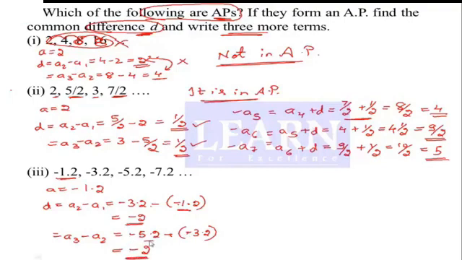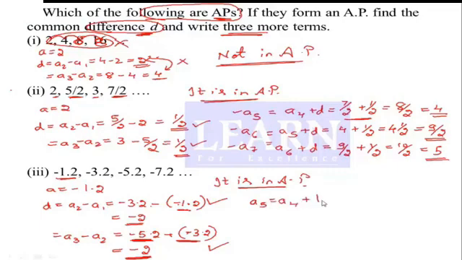Now look here, we have got both the differences same, minus 2 and minus 2. It means it is in AP. Now if it is in AP, what we have to do? We need to find 3 more terms. That is nothing but A5, A6 and A7.